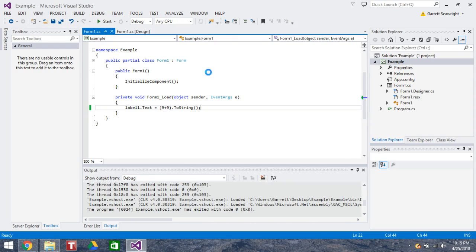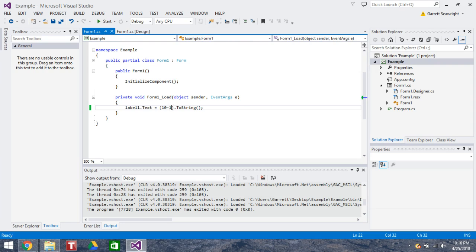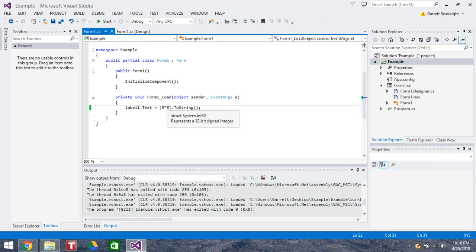Very good. And now let's try it with a subtraction. Let's do 10 minus 1. 9. Very good. Now let's do a multiplication just to test that out. 9 times 8. 72. Very good. And now let's do a division. So let's do 20 divided by 5.